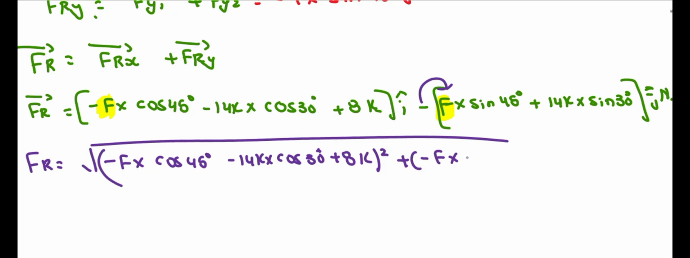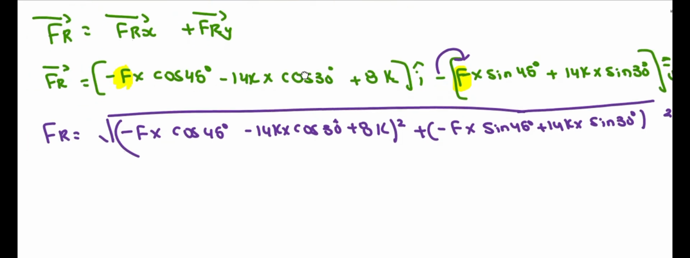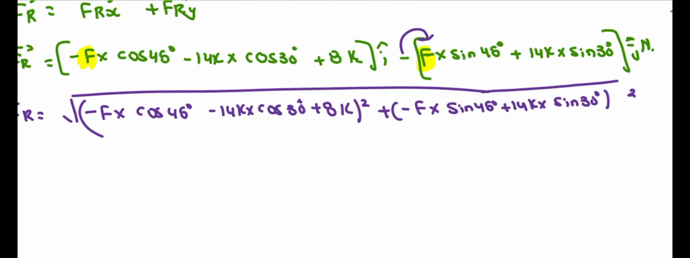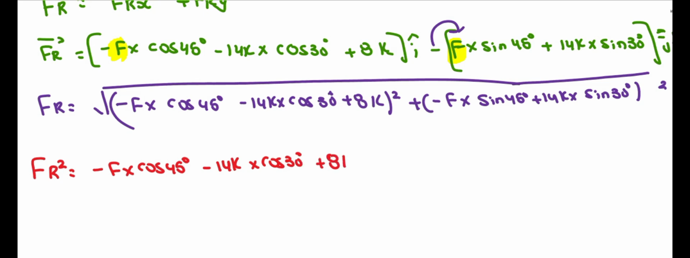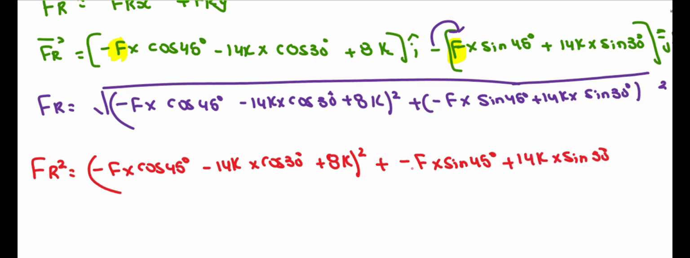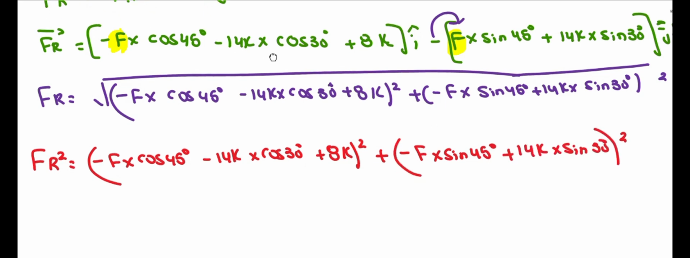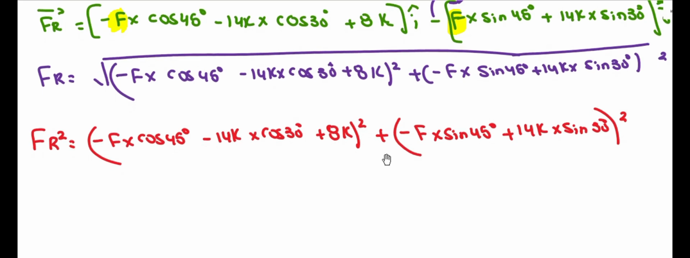Okay, so this is (−F sin 45° + 14 kilo sin 30°) whole squared. So take the square on both sides, so that it will become Fr², which is equal to (−F cos 45° − 14 kilo cos 30° + 8 kilo) whole squared plus (−F sin 45° + 14 kilo sin 30°) whole squared. So for the minimum value of the resultant vector, we should apply the first derivative test here.